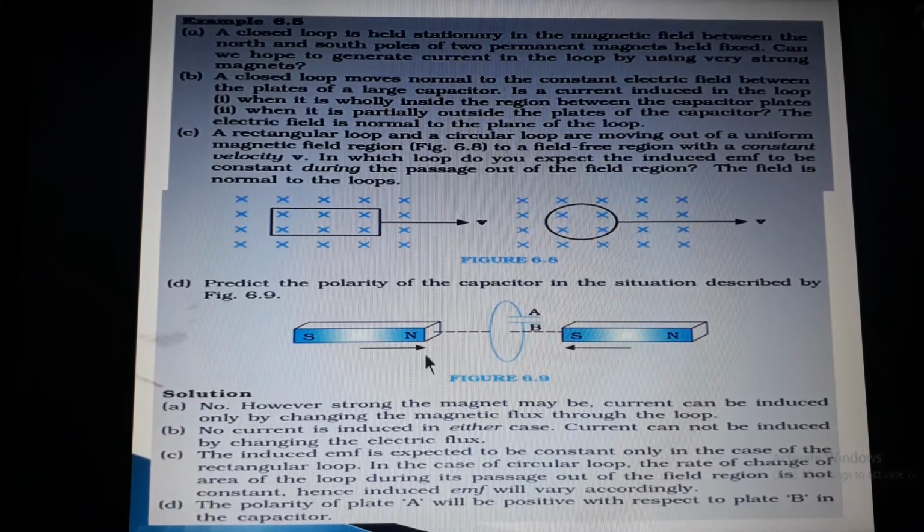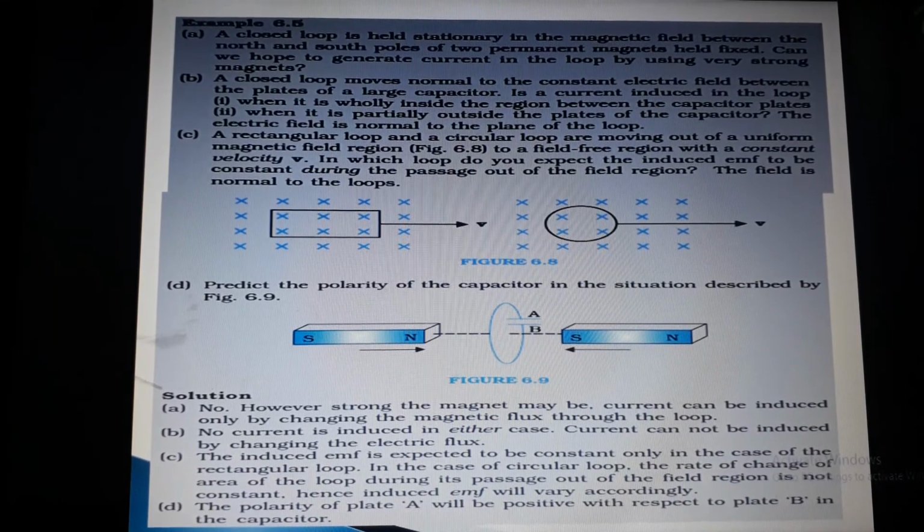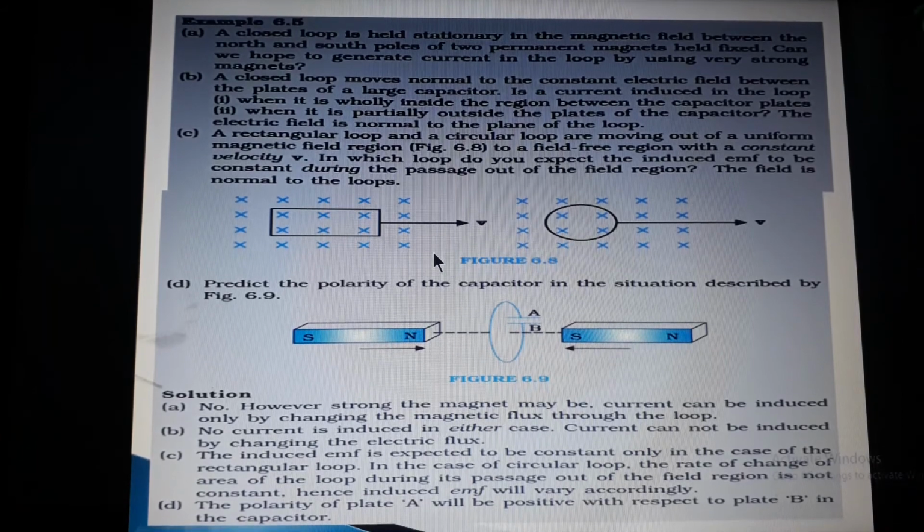Fine. So I hope you get these examples and Lenz law. Sometimes this theory and these examples may be asked in examinations. Fine. In the next lecture, I will explain the remaining topics of this chapter.